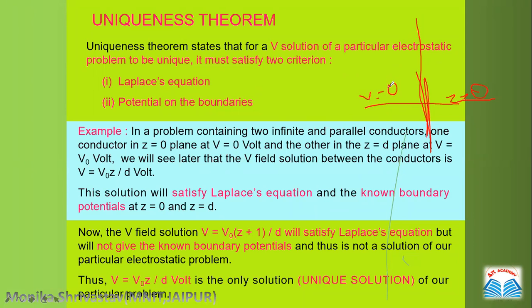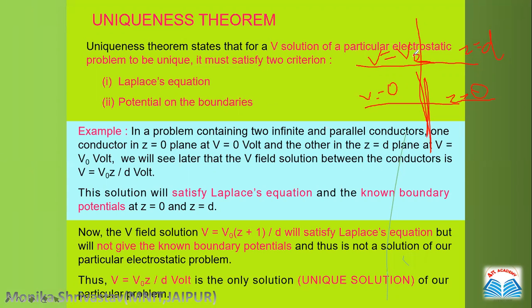Now there is another plane, parallel to this one, which is at some distance d along z. So this plane is at z equals d. At the z equals d plane, V is equal to V0 volt. Now this potential V is equal to V0. Okay, this is the situation, this is the problem. Now we have to calculate the field solutions between these two conductors.